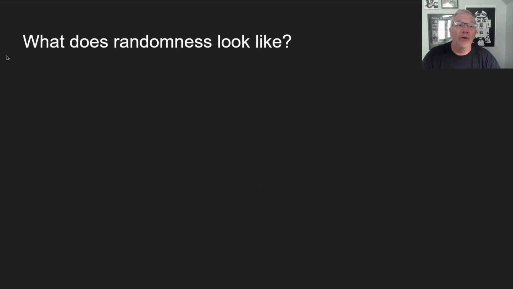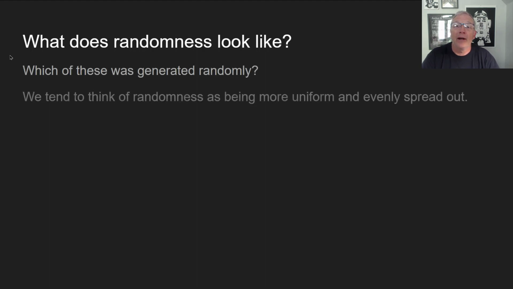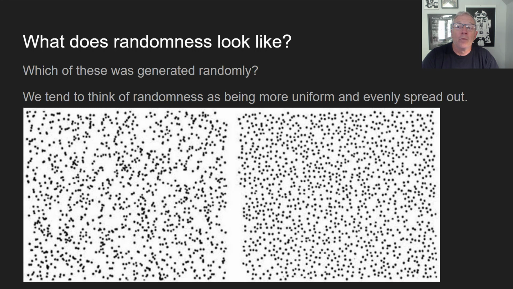And here's another thing: the field in which this over-eager cause-finding system is operating is the random world. So the world's got all this random stuff that occurs. So look at these two cases. Which of these was generated randomly? We tend to think of randomness as being more uniform and evenly spread out. So is the image on the right random, or is the image on the left random?